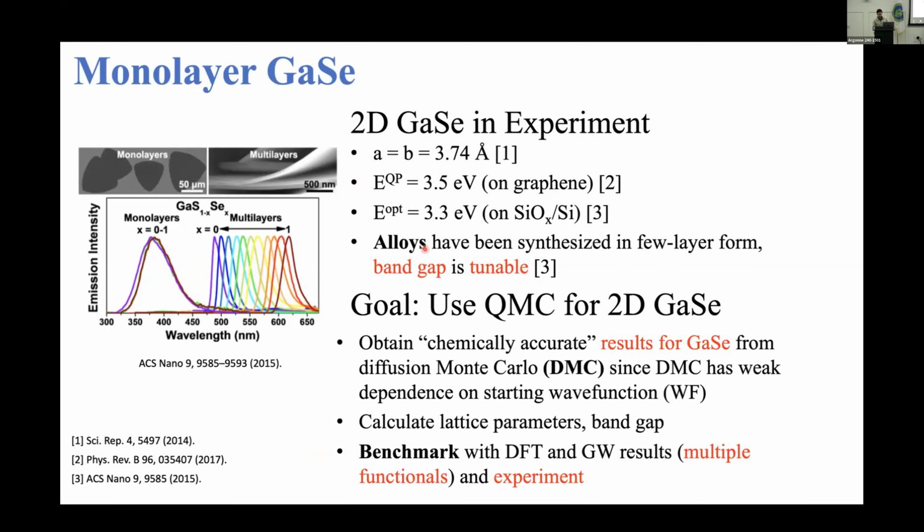I want to talk briefly about experiments on gallium selenide. It's been shown to have a lattice constant of 3.74 angstroms. The quasiparticle band gap has been measured to be 3.5 eV on a graphene substrate, and the optical gap has been measured to be 3.3 eV on a silicon substrate. Alloys have also been synthesized in few-layer form, demonstrating that the band gap is extremely tunable. So our goal was to obtain chemically accurate results for gallium selenide using DMC, calculate the lattice parameters, calculate the band gap, and also benchmark heavily with DFT and GW results against experiment.